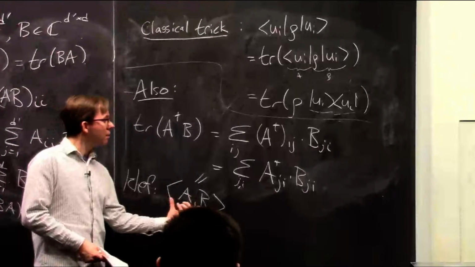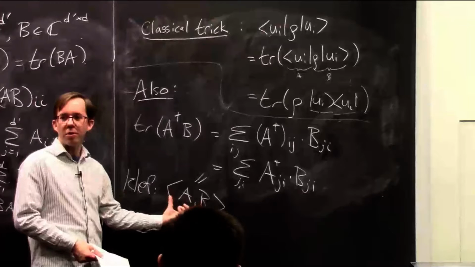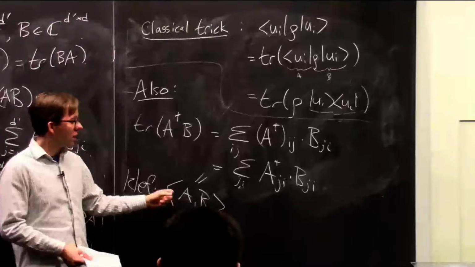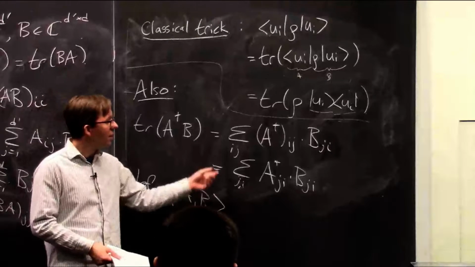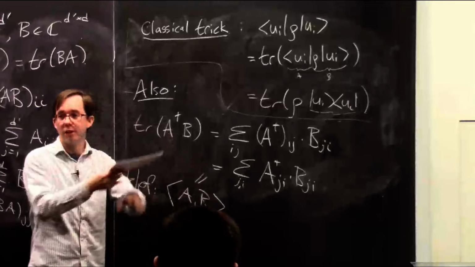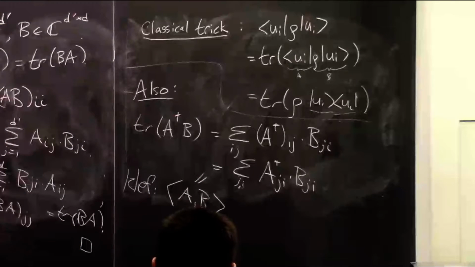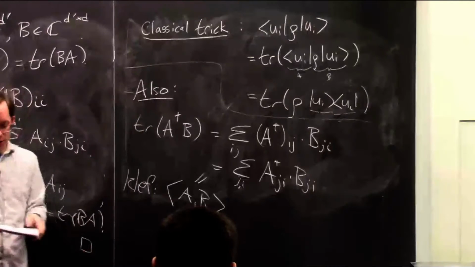Well, I like to write it like this. It reminds me of the normal vector dot product or inner product. So I'm going to use this notation a lot. Angle brackets of A comma B is just this dot product of two matrices, and it also has this trace formulation as well.